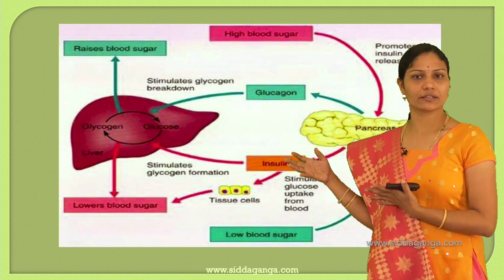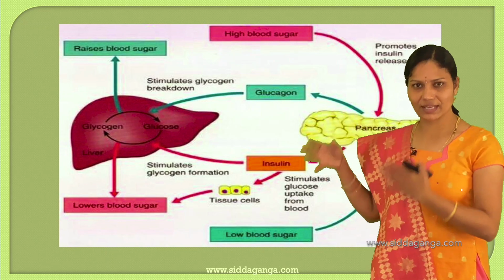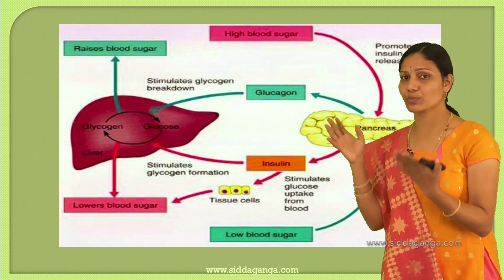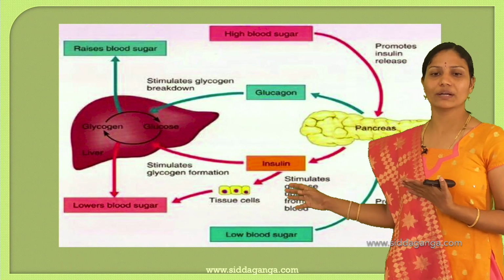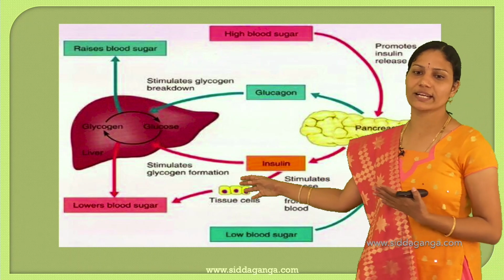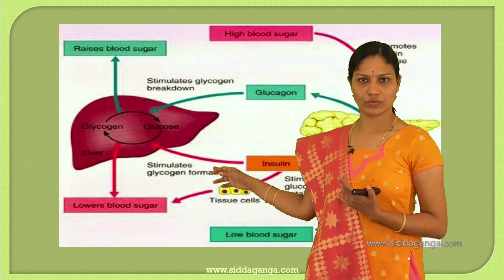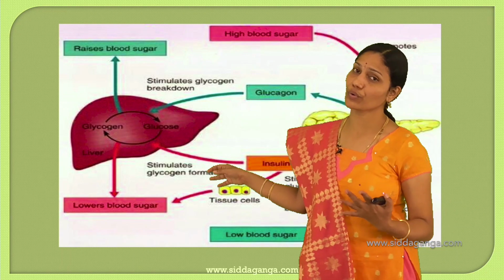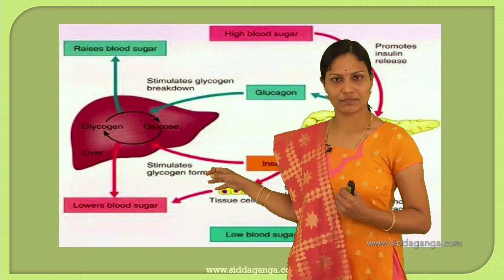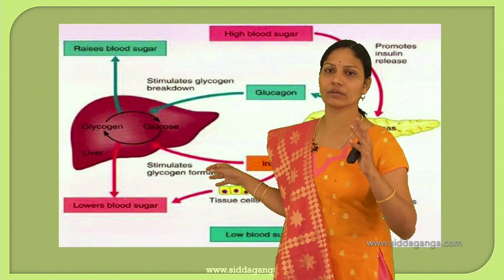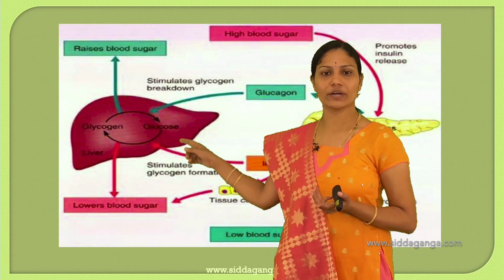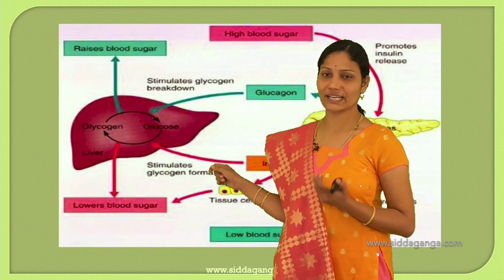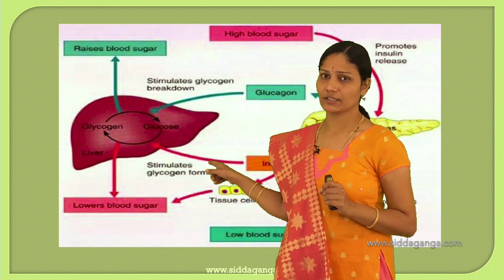Most of the glucose is taken, but some of the glucose is still left in the blood. Something has to be done to that glucose as well. What happens is, insulin also stimulates glycogen formation, the conversion of glucose into glycogen. Glycogen is the storable form of glucose and it is stored in liver. So that is why the target organ is notably liver.